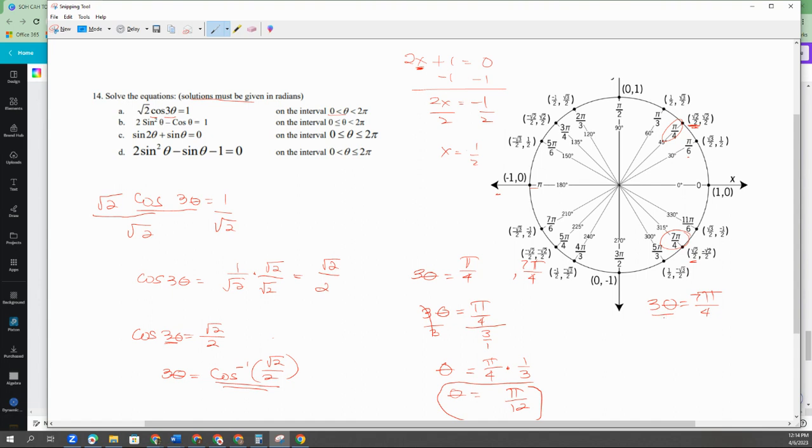All right, we'll do the same thing here. We will divide by 3. So your theta is 7 pi over 4 times 1/3 because that's the reciprocal of that. So therefore your theta is now equal to 7 pi over 12. That's your second answer. And as you can see, that is between 0 and 2 pi.